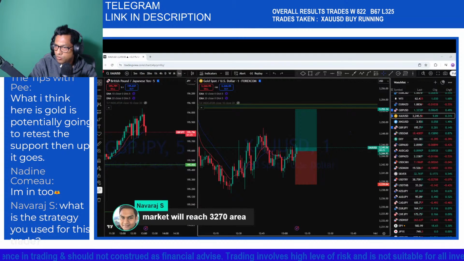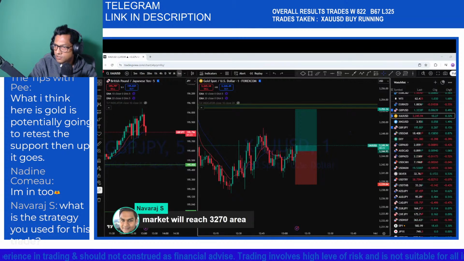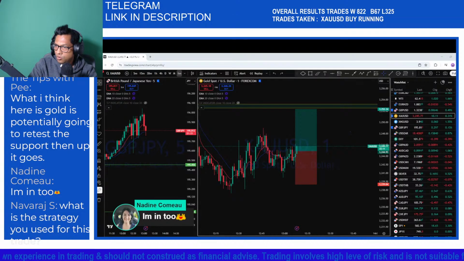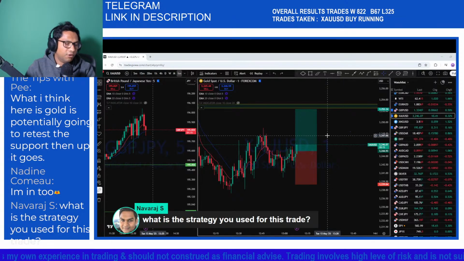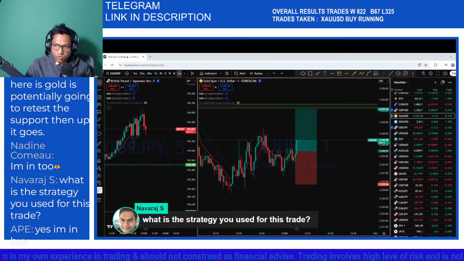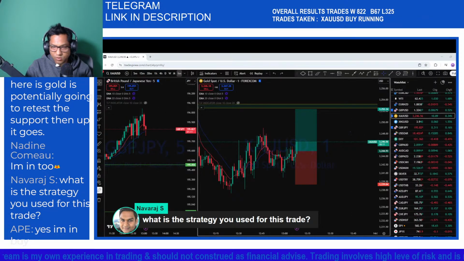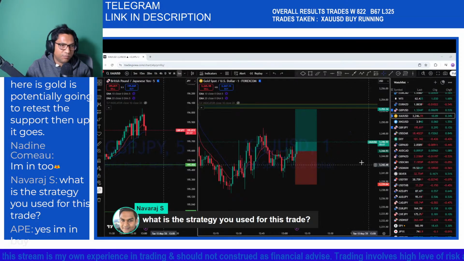What I think here is that gold is potentially going to test the support. What is the strategy you used for this trade? All right, this is a very good question. I like that question. Let's first look at the trade here, which is running in profit.